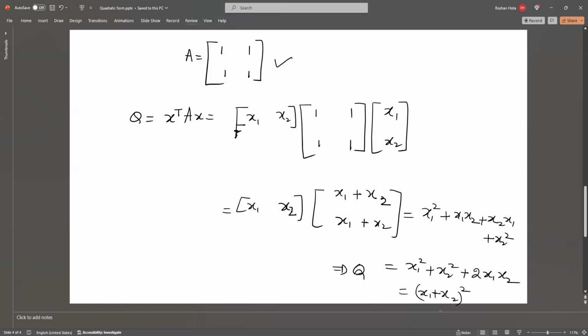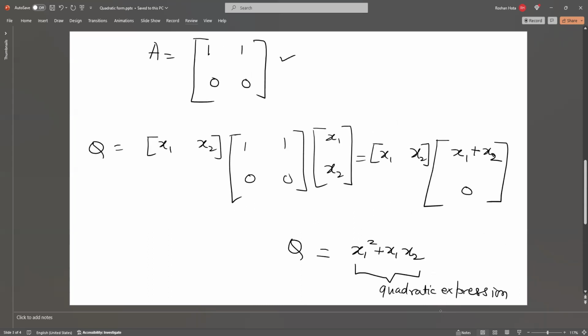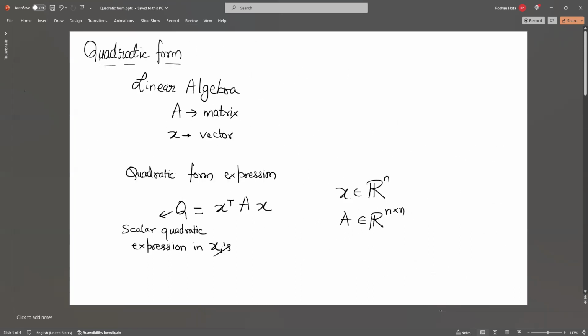Similarly, I could have 3 variables, 4 variables, 5 variables, and I could get quadratic expressions in 5 variables. So I would have terms like x1 square, x5 square, x1, x5, x1, x4, x2, x4, and so on. So this is the concept of the quadratic form that I wanted to discuss.